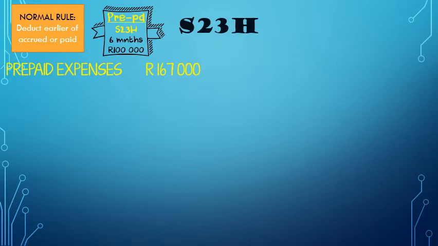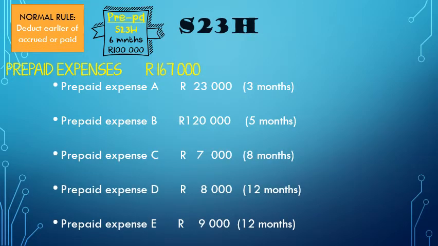And Section 23H says we first have to look at the period for which these expenses have been prepaid, so when these expenses will accrue, as well as then the total of the prepaid expenses. So if we have a prepaid expenses total of 167,000, we will have to break down this total into the different prepaid expenses that make up this balance total of 167,000.